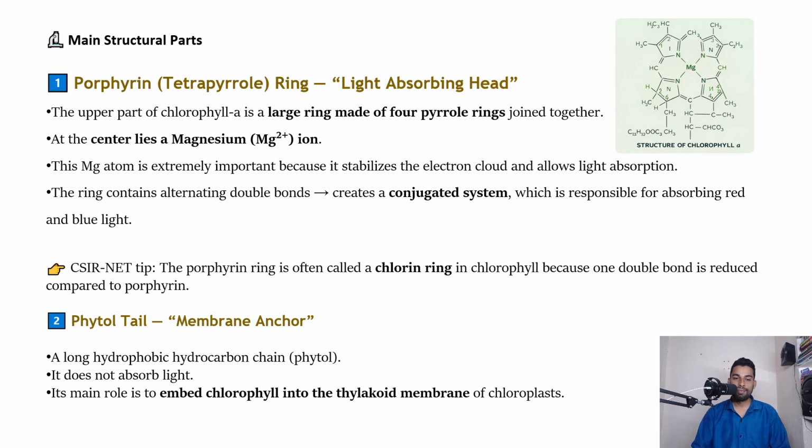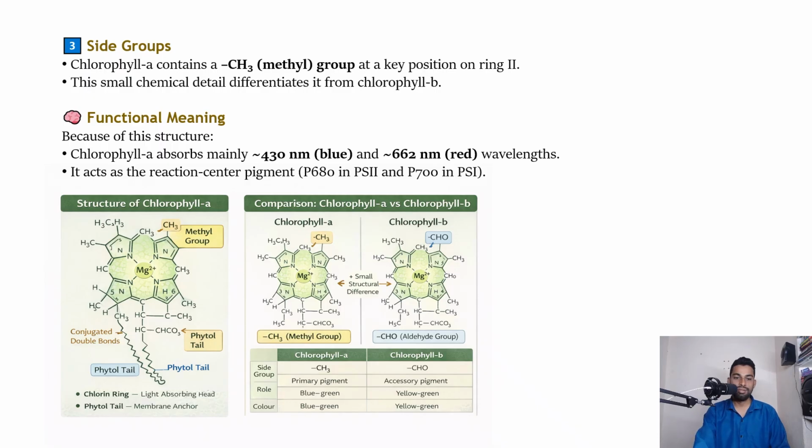There is a tip for CSIR-NET. The porphyrin ring is often called a chlorin ring in chlorophyll, because one double bond is reduced compared to porphyrin. So here a double bond is reduced, so it is called a chlorin ring. Next let us see phytol tail, membrane anchor, okay, a long hydrophobic hydrocarbon chain. We can see in the next slide. You can see the phytol tail. Here it is a long chain.